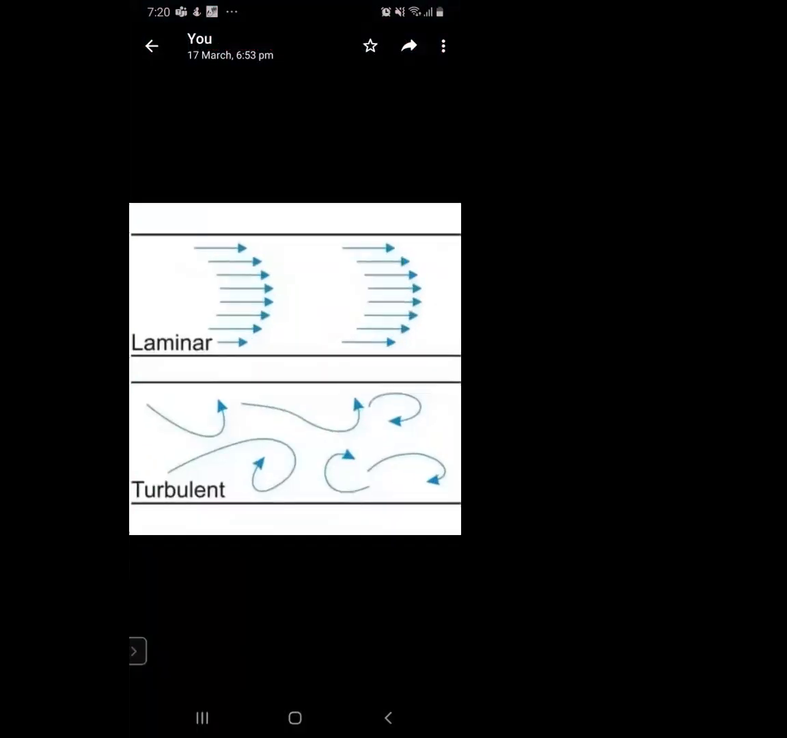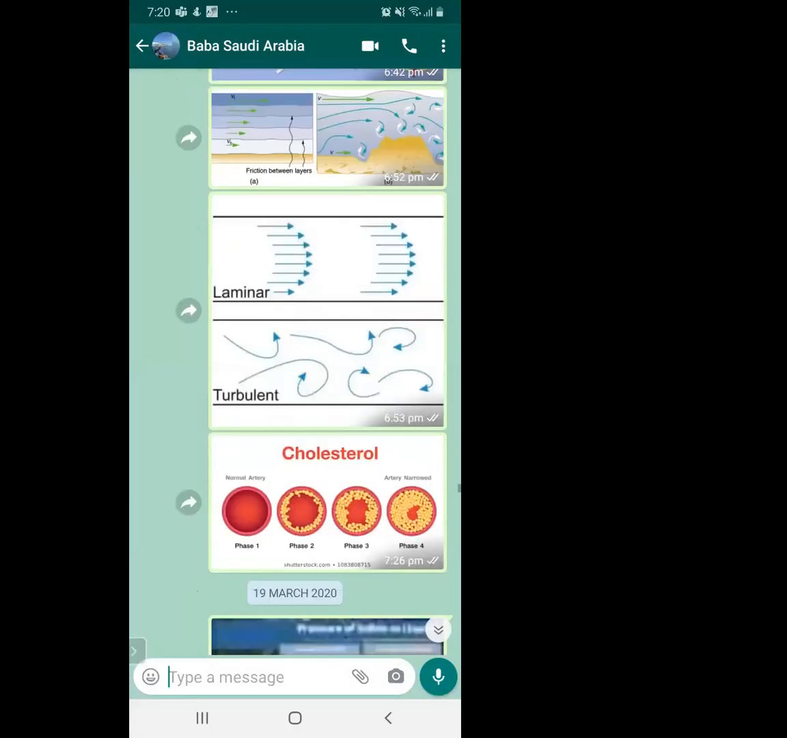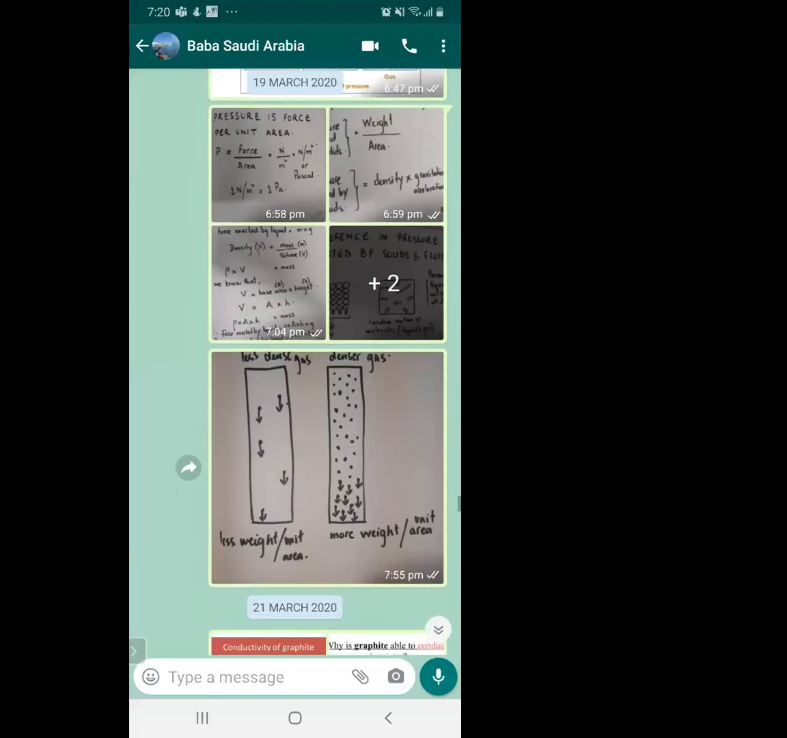This is another picture I got, the difference between smooth flow of a fluid and a turbulent flow. Smooth flow is when each layer is at its place, okay? Turbulent is when the layers get bumped into each other. Okay, this was one picture I got for you.